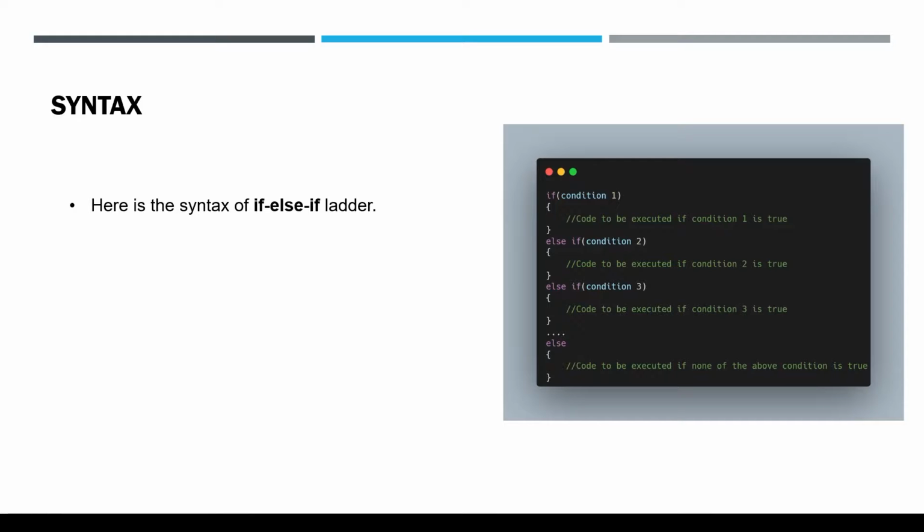If that condition is false, then the program will continue to check the next else if statement until the true condition is found. If none of the conditions are true, then the else statement at the end of the ladder will be executed. Now, let's switch to Visual Studio to understand how this if-else if ladder works with the help of an example.